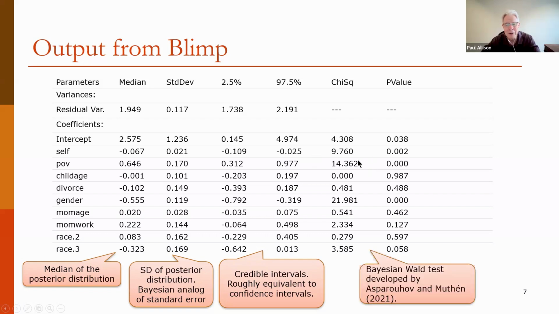We do, however, also get a chi-square test. It's described as a Bayesian Wald test developed by Asparouhov and Muthén, who are the key developers of Mplus. And we get a p-value associated with this chi-square statistic. Each of these is a 1 degree of freedom chi-square. Okay, so all the usual stuff for regression output, but a somewhat different interpretation. These results are very similar to what we got earlier when we applied the FCS method to impute the missing data here.